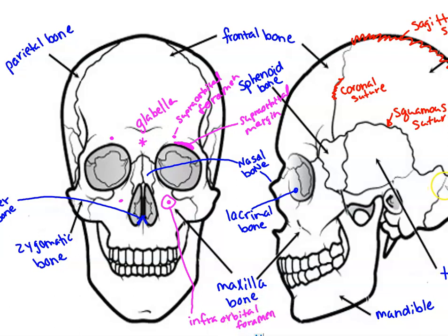All right, those are our features on our frontal and our occipital bone. See you on the next video.